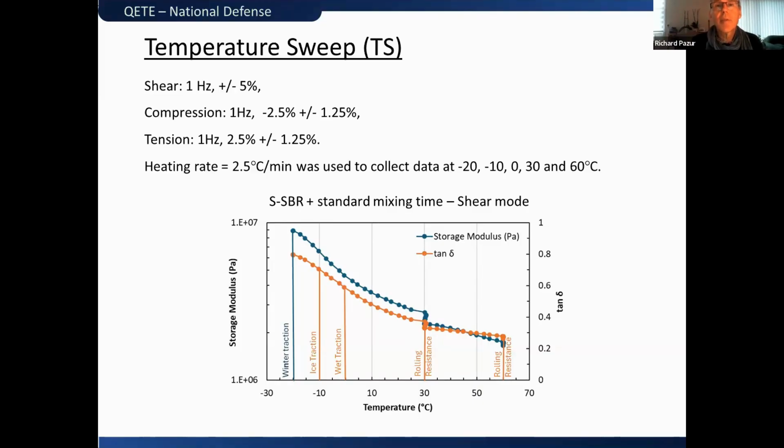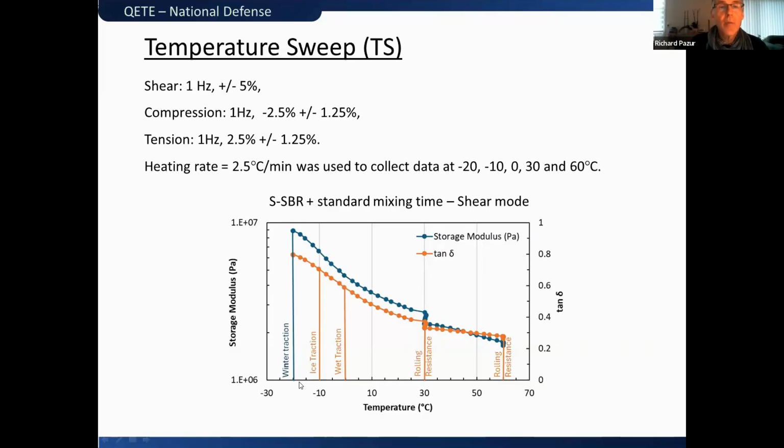So when we set up the temperature sweep, we actually let it plateau at each of those temperatures, and we collect at least 40 data points, and we take the average of those data points. So we collect a lot of data in the end. And I'm showing you here in the graph an example. So with the solution SBR standard mixing time in the shear mode, what sort of data do we get?